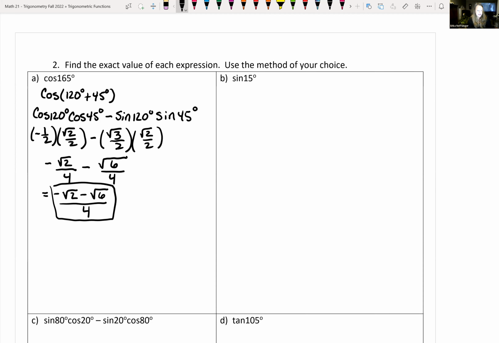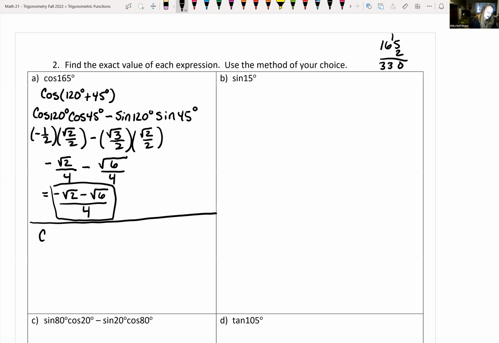Let me go through the second way. You might have thought about looking at this as a half angle. So let's see if a half angle works. So let's multiply 165 by 2, which would give us 330 degrees with a reference angle that would be 30 degrees, which we know. And so we can use our half angle formula.